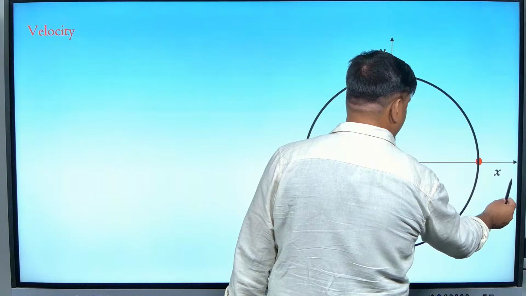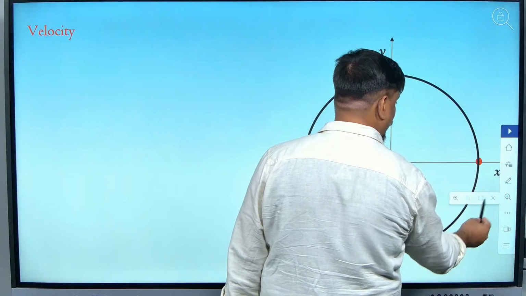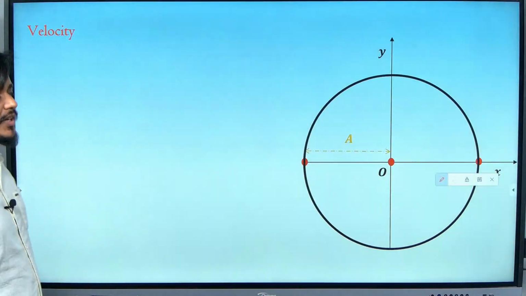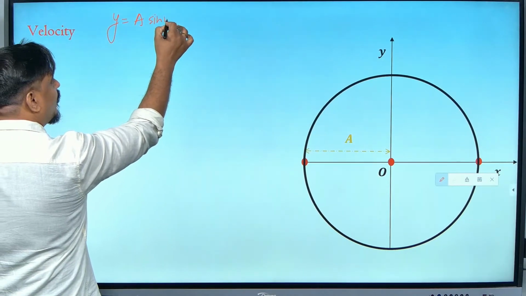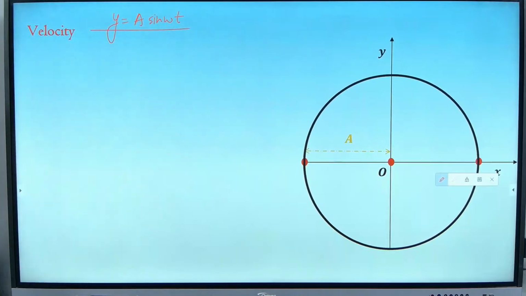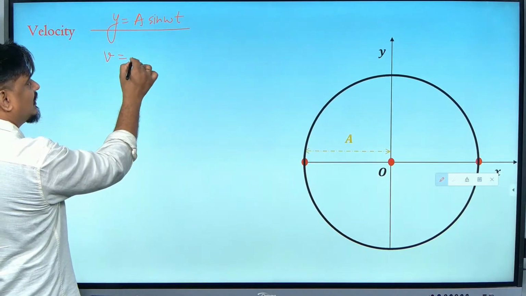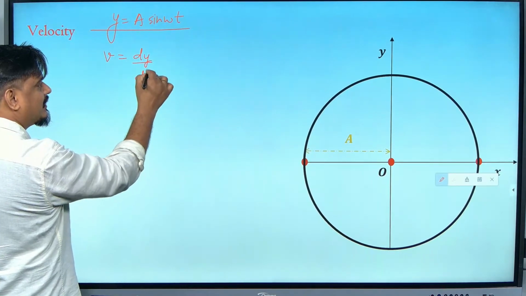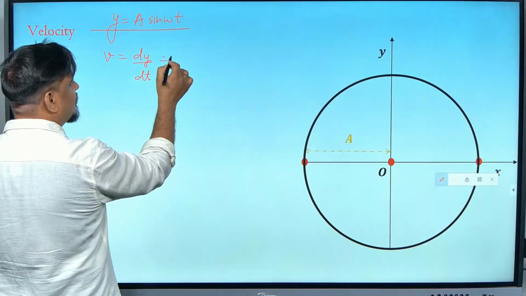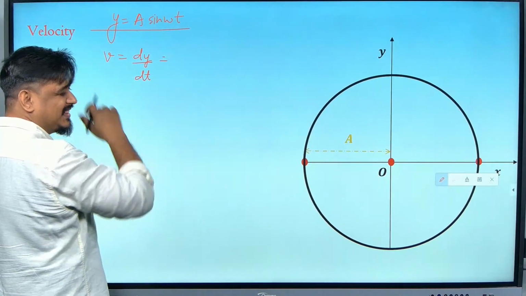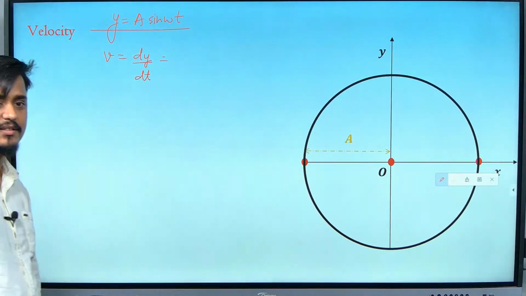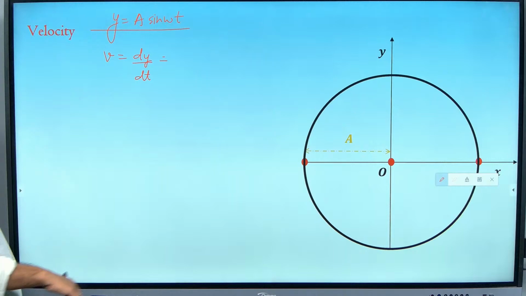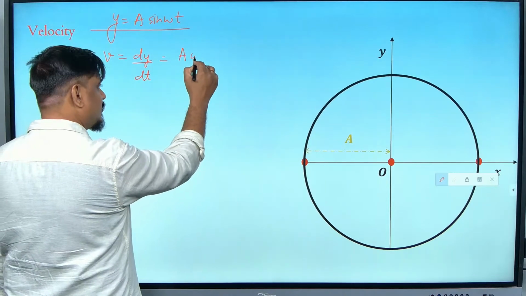We are going to do the derivation by taking y is equal to what? y is equal to a sin omega t. What will be velocity then? Velocity is the rate of change of displacement, dy by dt. So you differentiate, what will come? Sin omega t differentiation is cos omega t into omega. So, a omega cos omega t.